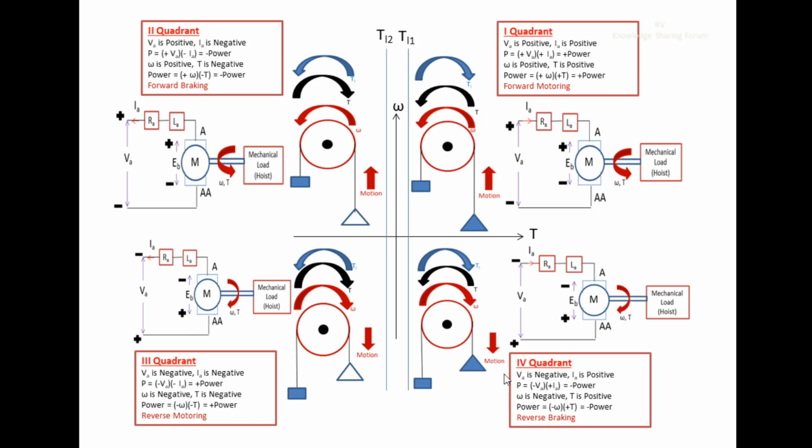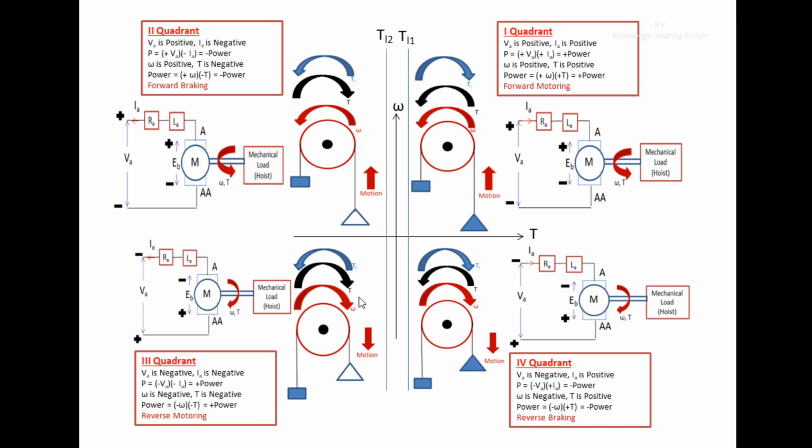Therefore, combining these two, this fourth quadrant of operation is said to be reverse braking. And as we already discussed, power is nothing but the product of the speed and the torque. Here speed is negative because it is in the clockwise direction, and this clockwise direction is assumed to be negative. Therefore here also it is clockwise direction, so this will also be a negative speed.